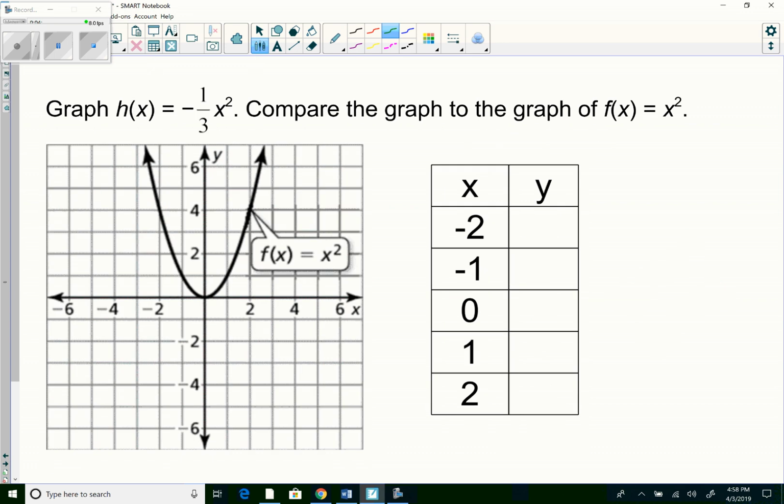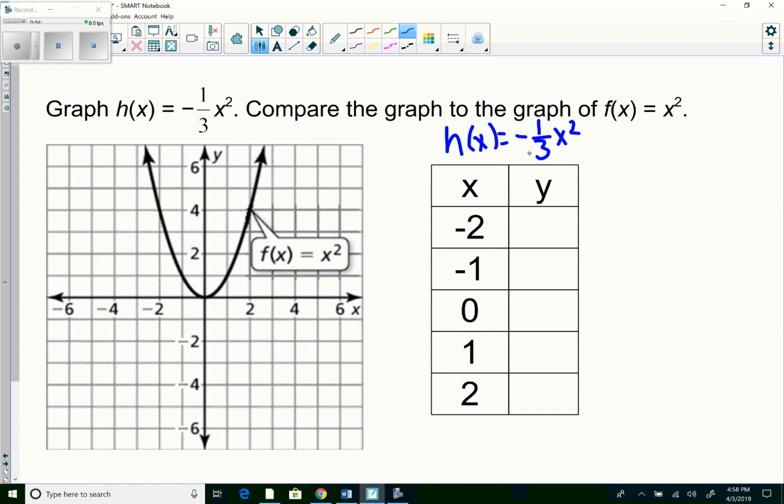Okay, we're going to do one more example together, then I'm going to have you guys do the next two on your own. And then I'll show you these tomorrow in class. We can talk about them. You can ask whatever questions you need to. Again, we're going to start with our new function. We're going to start with h of x. That's going to be negative 1/3 x squared.